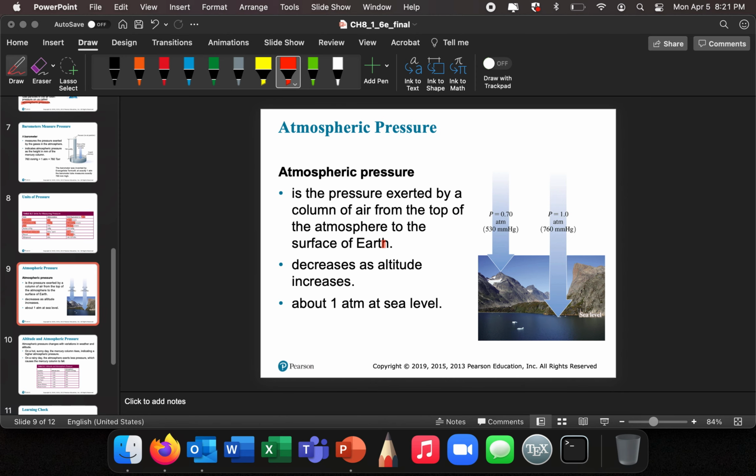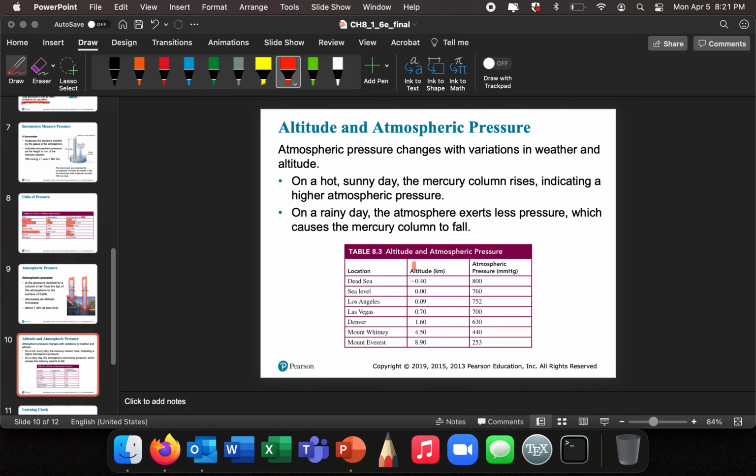All right, atmospheric pressure is different on top of a mountain than it is at sea level because there's a smaller column of air pushing down on the top of the mountain than the one that goes all the way to sea level, right? So we'll give you some pressures in this next table. At sea level, the altitude is 0 and the pressure is 760 millimeters of mercury. Los Angeles has a slight elevation, very little, it's basically there by the sea, right? There's ocean by LA. Its atmospheric pressure is slightly lower because it's slightly higher in elevation.